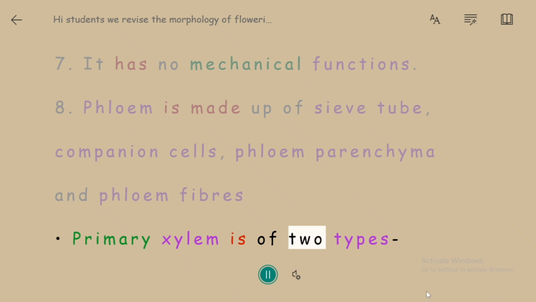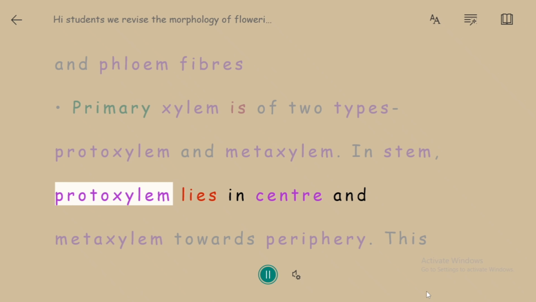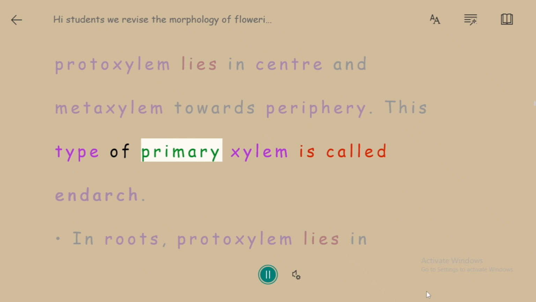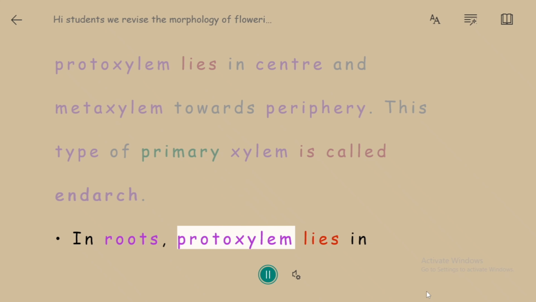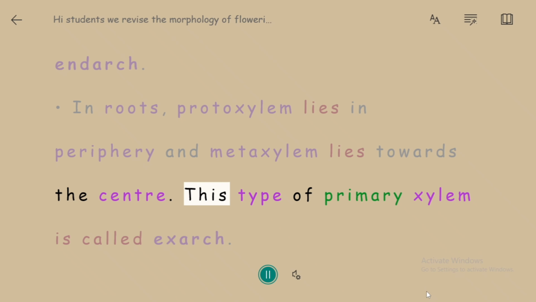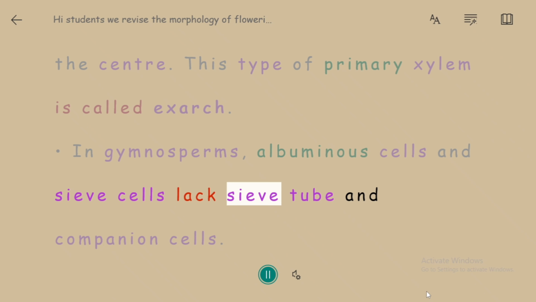Primary xylem is of two types, protoxylem and metaxylem. In stem, protoxylem lies in the center and metaxylem towards the periphery. This type of primary xylem is called endarch. In roots, protoxylem lies in the periphery and metaxylem lies towards the center. This type of primary xylem is called exarch. In gymnosperms, albuminous cells and sieve cells are present, and they lack sieve tubes and companion cells.